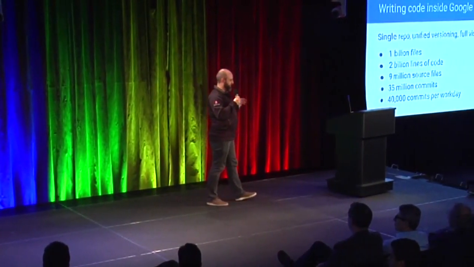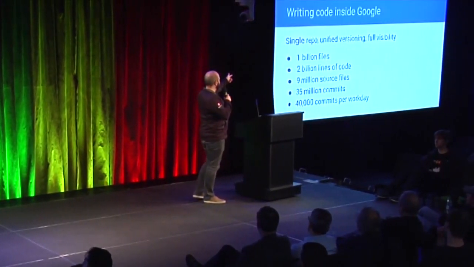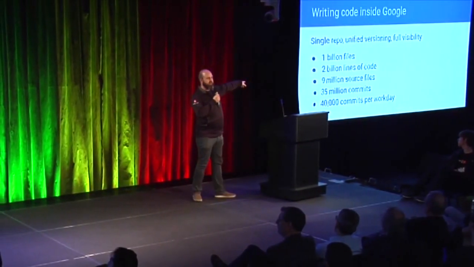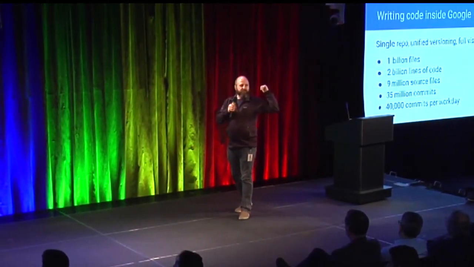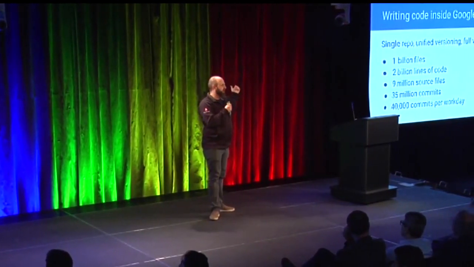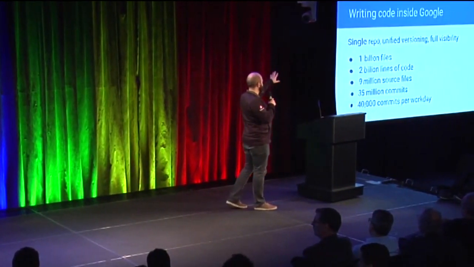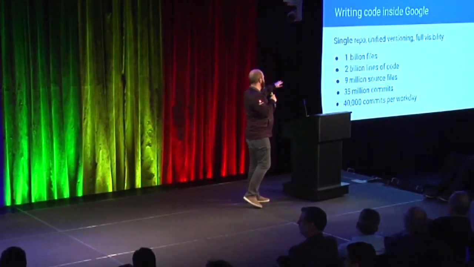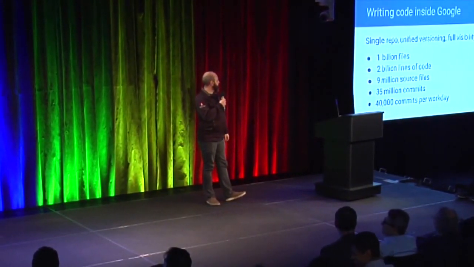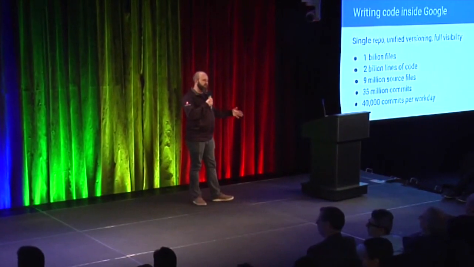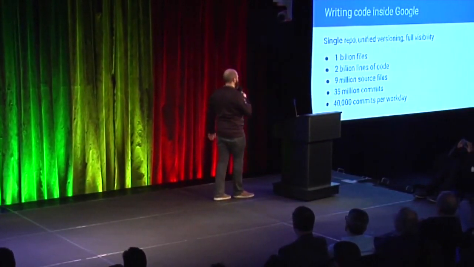That's it. So there's no versions, one giant repo, 1 billion files, only 9 million of them are source files, so lots of data files, 2 billion lines of code, so 35 million commits in total so far. By now these numbers are changing, right? They're obviously exponential growth. This was 2015, but the order of magnitude is about right, and 40,000 commits per workday, which is around the order of magnitude of the number of engineers in Google. So every engineer commits at least one per day.